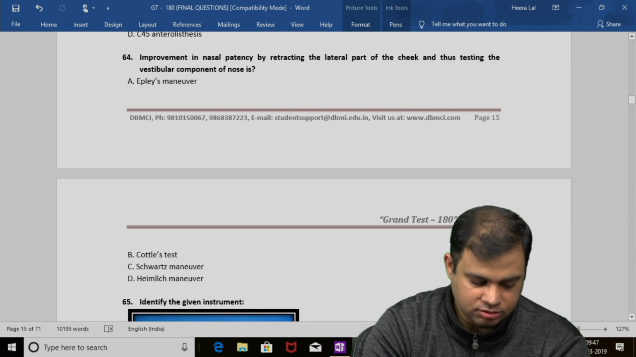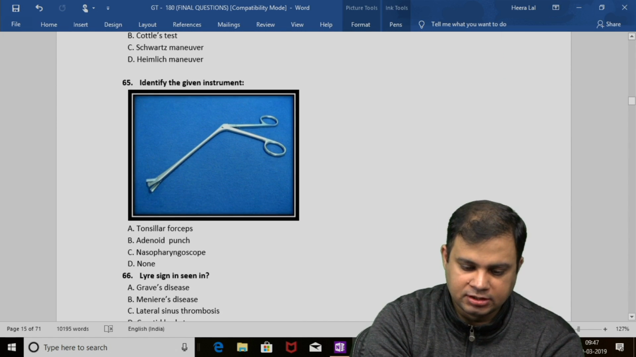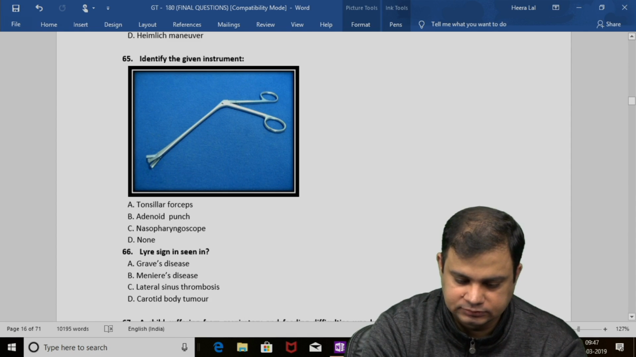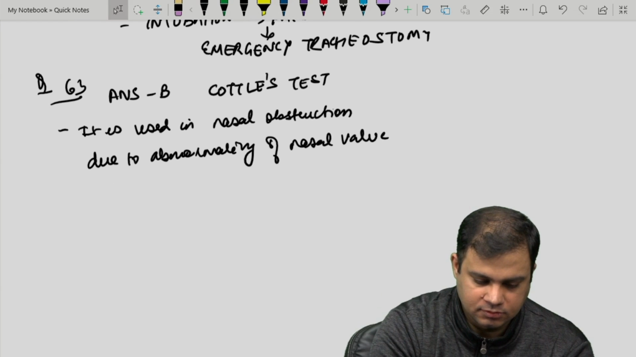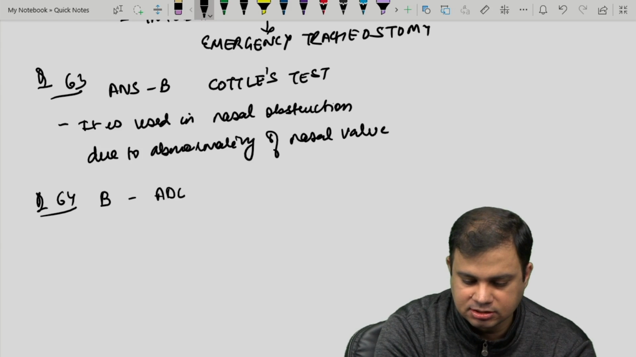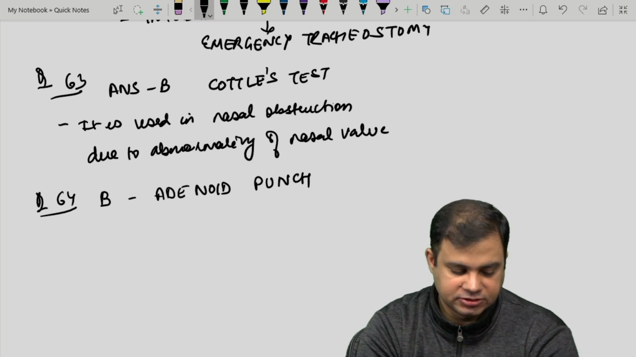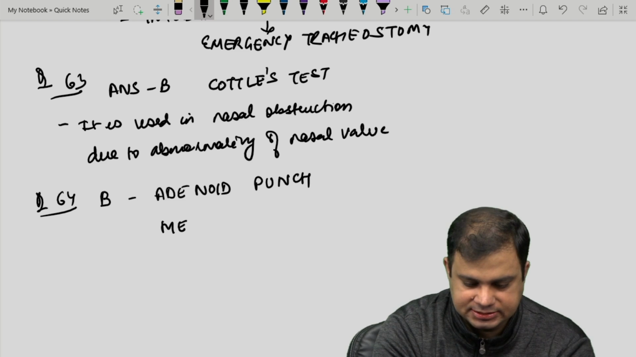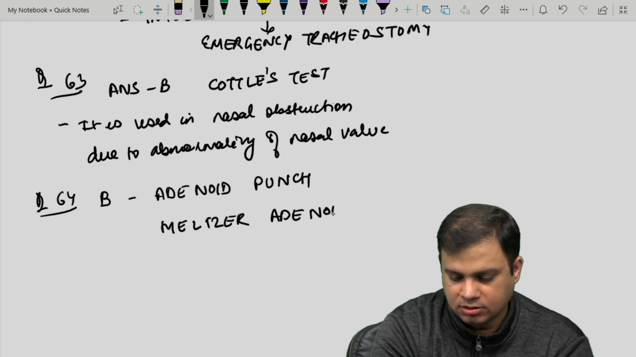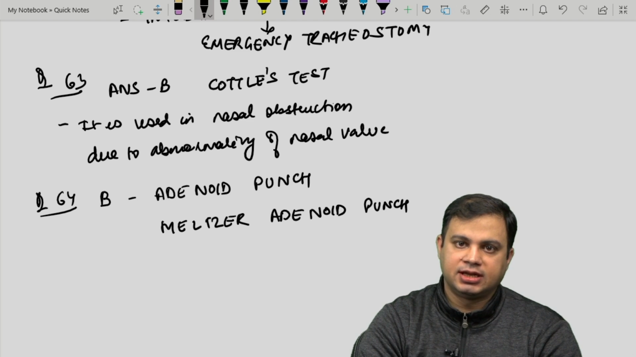Now question number 65, it is an image based question. We have been asked to identify the given instrument, and this is an adenoid punch. The answer is B, that is the adenoid punch. In this adenoid punch, we take a biopsy from the adenoid. It is also known as Meltzer adenoid punch. So just remember the image, and this is a Meltzer adenoid punch.